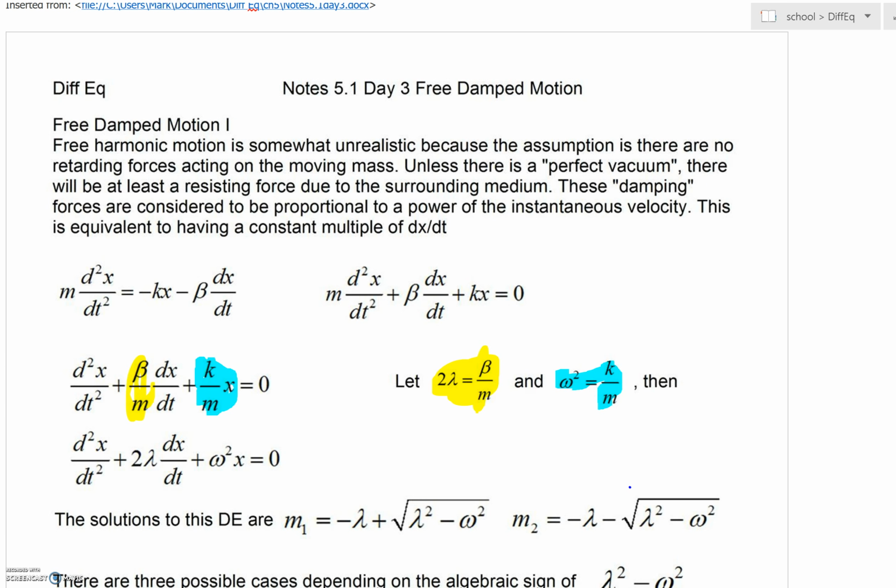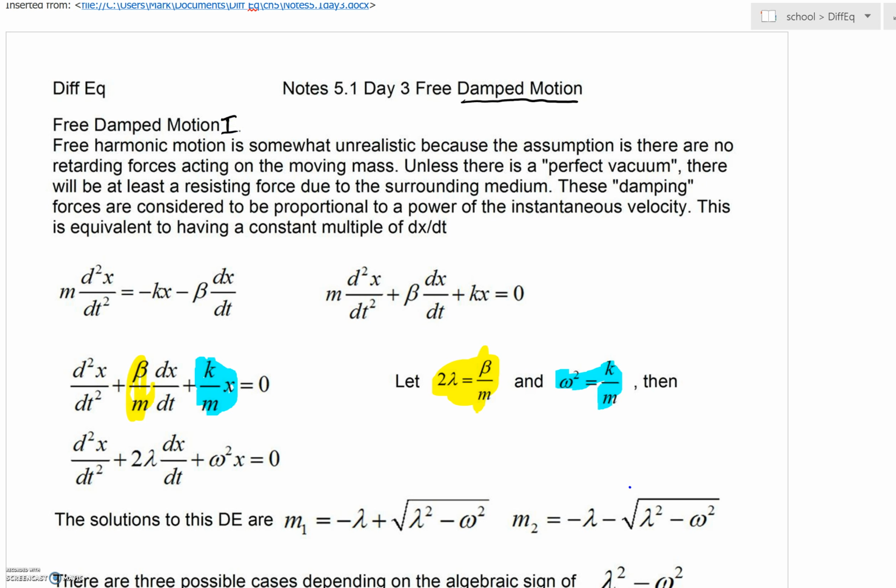For differential equations, lesson 5.1, day 3, now we will have damped motion. So we're going to talk about this over more than one day, but let's have our day 1 on this. Free damped motion, day 1.